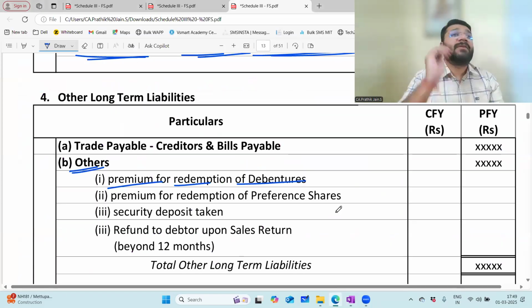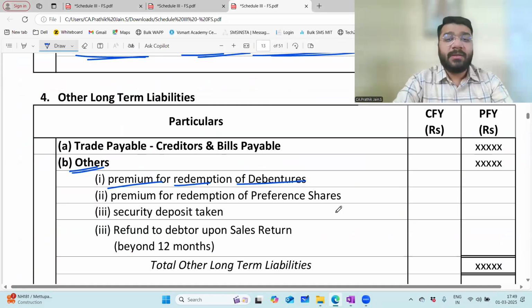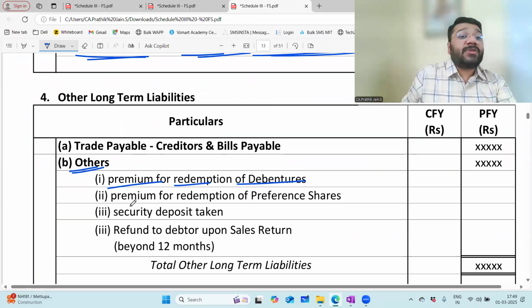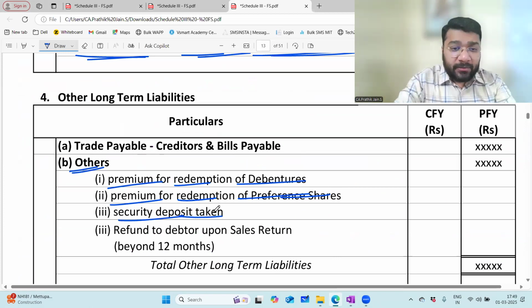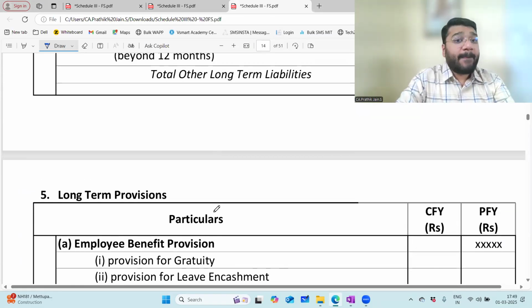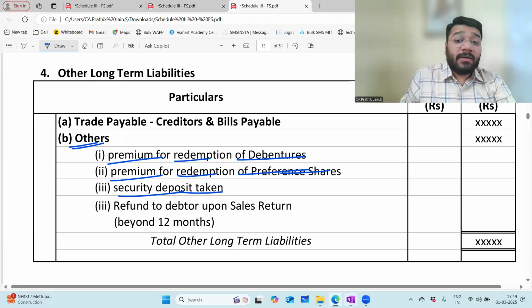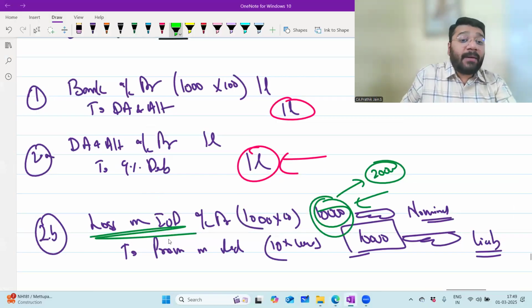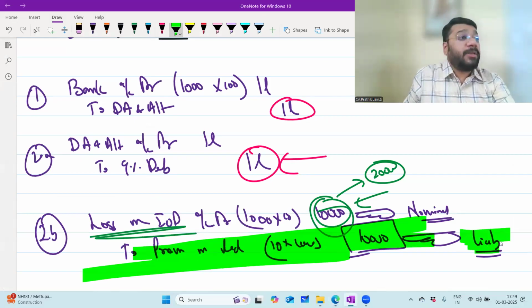There's one particular place where a similar type of question is going to come. In that question, I'll discuss what you're going to do with this problem. Next is what? Premium for redemption of preference share. Same concept. Security deposit taken. No, this premium for redemption of debenture is a liability. So this will go to your other long-term liabilities.